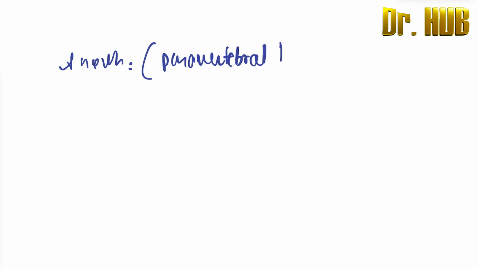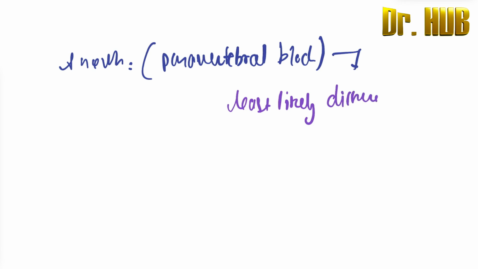Next, the anesthetics. Anesthetics in a paravertebral block are least likely to diffuse into the subarachnoid space, SAS.